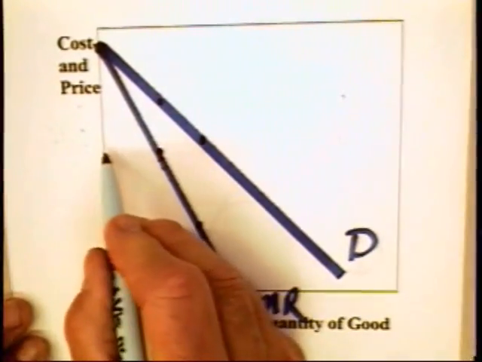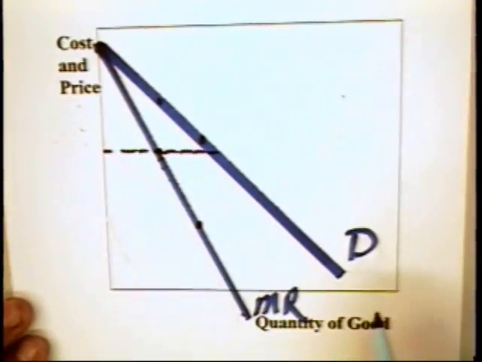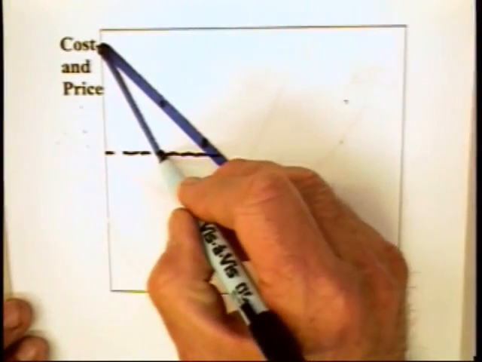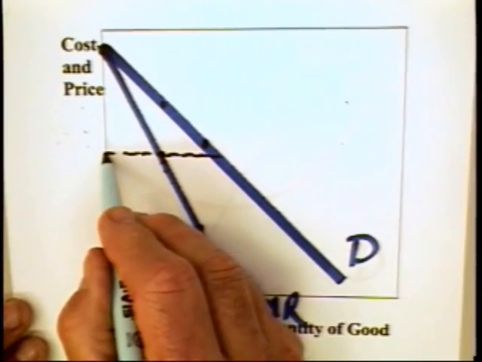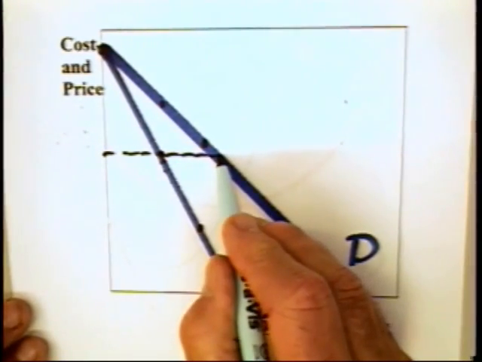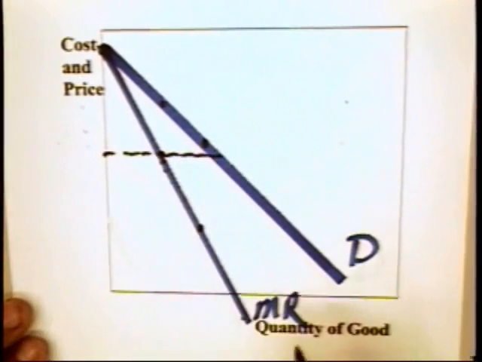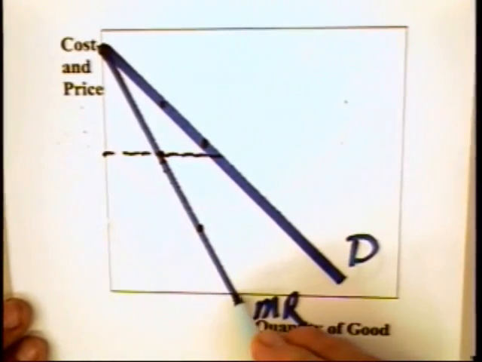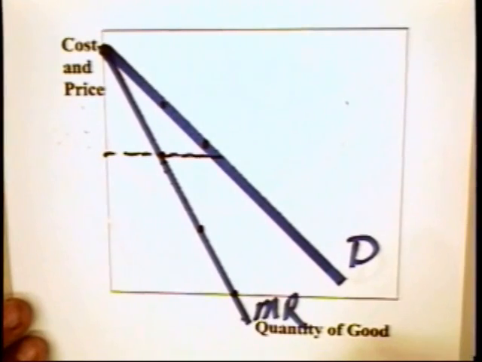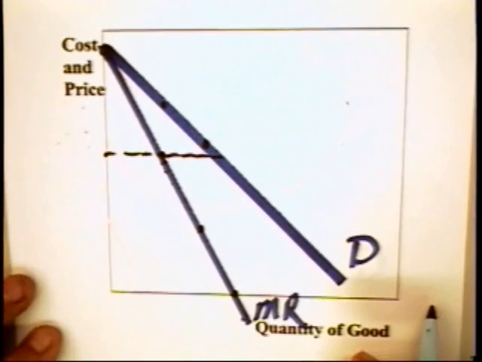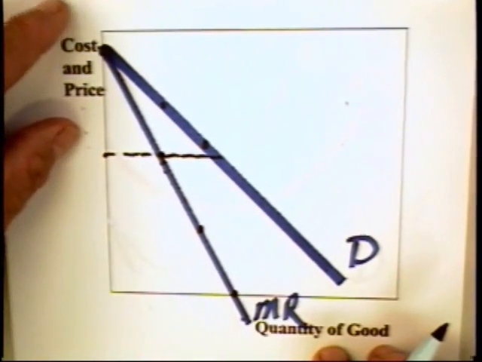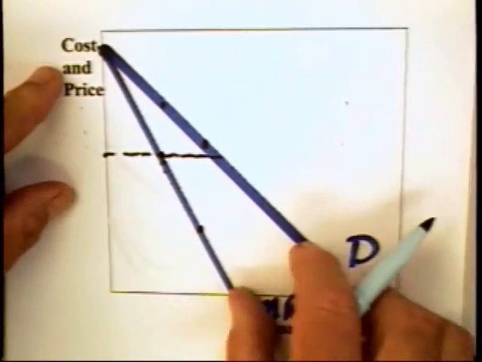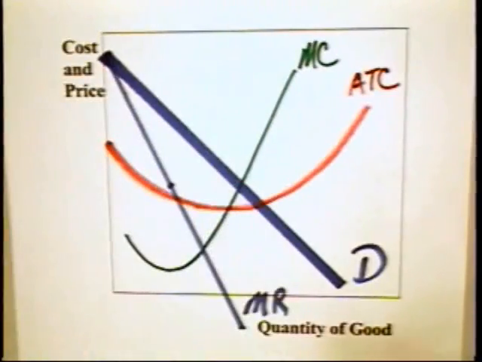Now, to properly draw this graph, every point on the marginal revenue curve should be about halfway between the vertical axis and that point on the demand curve. And I think I've done that fairly accurately. There's got to be a point at which the marginal revenue is 0, and then it turns negative from that point on.